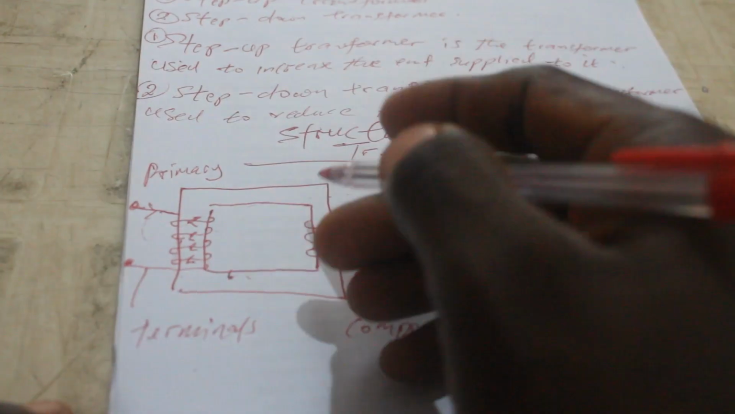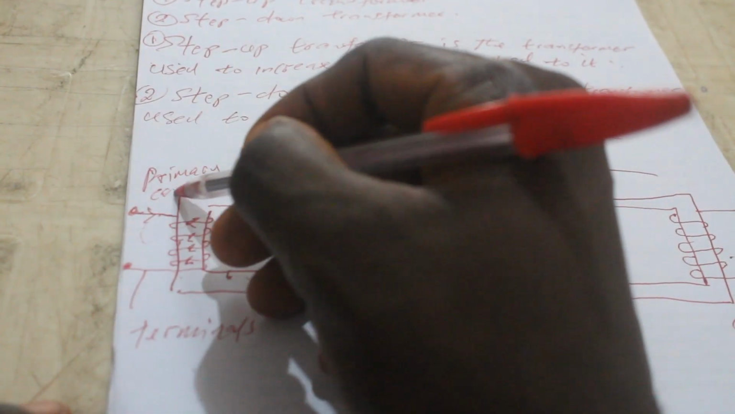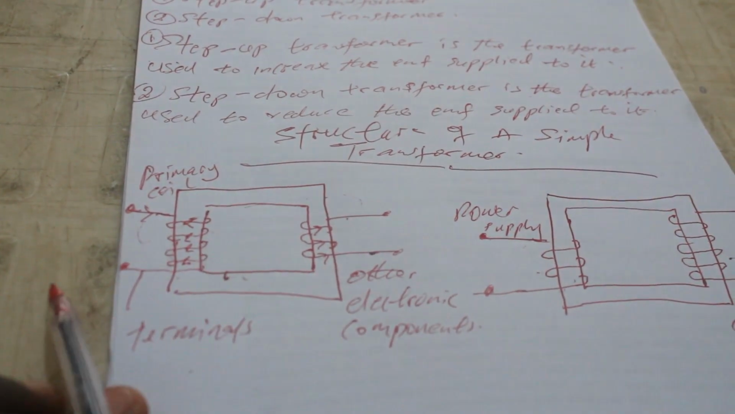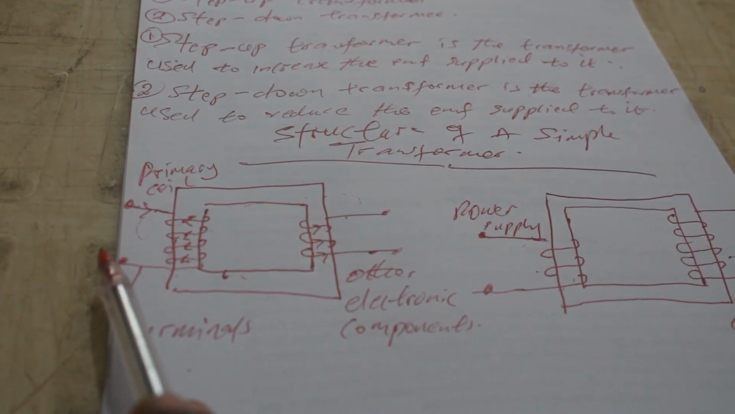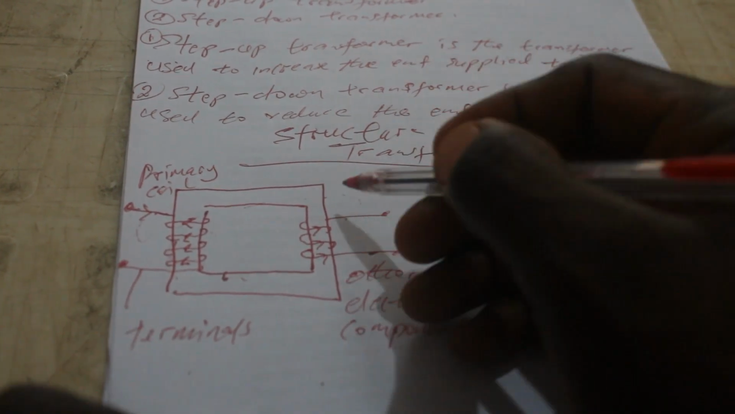So a transformer has two coils. The first one is called the primary coil. That's the one connected to terminals where power is supplied. Then the other side is called the secondary coil.